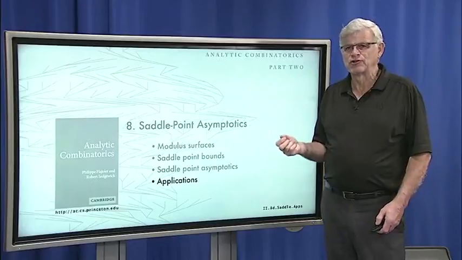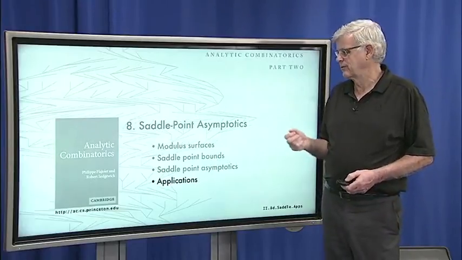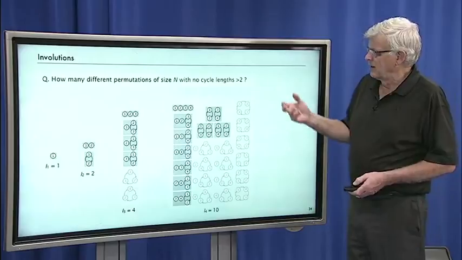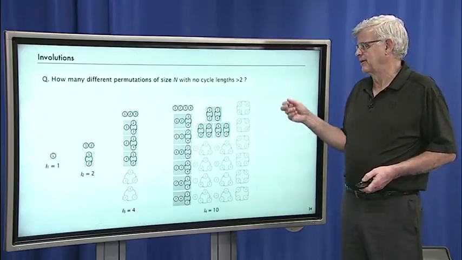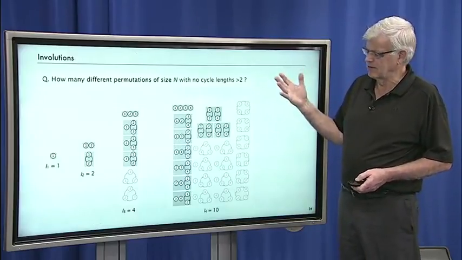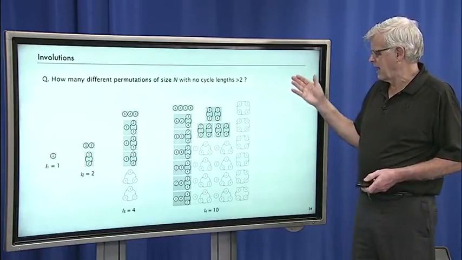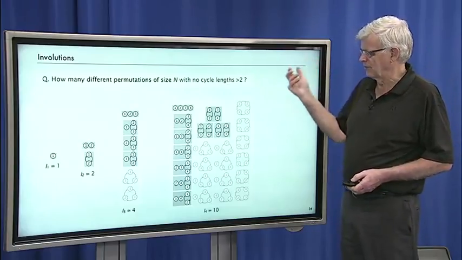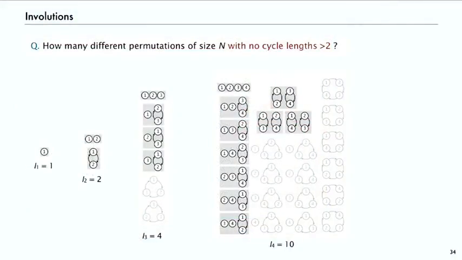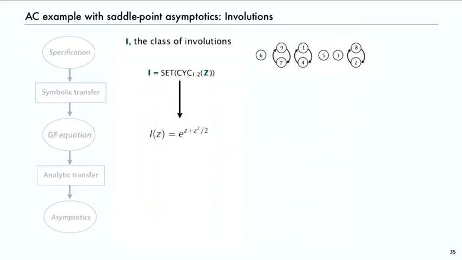So let's look at some applications of saddle point asymptotics to combinatorial problems. One problem that we saw very early on is that we can write down generating function equations for the number of permutations that have no long cycles. The simplest case is involutions, where all the cycles are of length 1 or 2. Immediately from the symbolic method, we get the generating function for involutions: I of z equals e to the z plus z squared over 2.